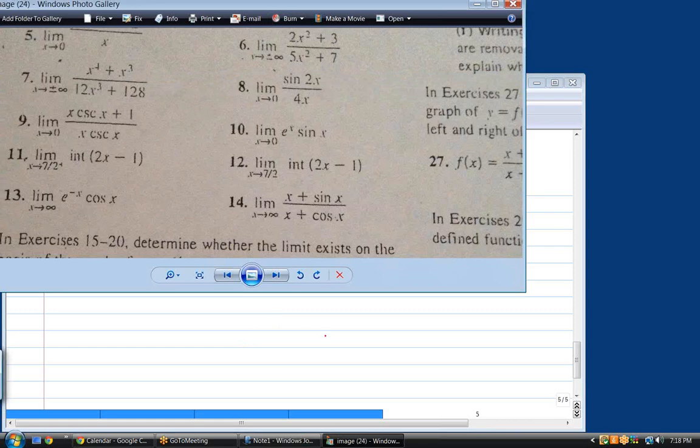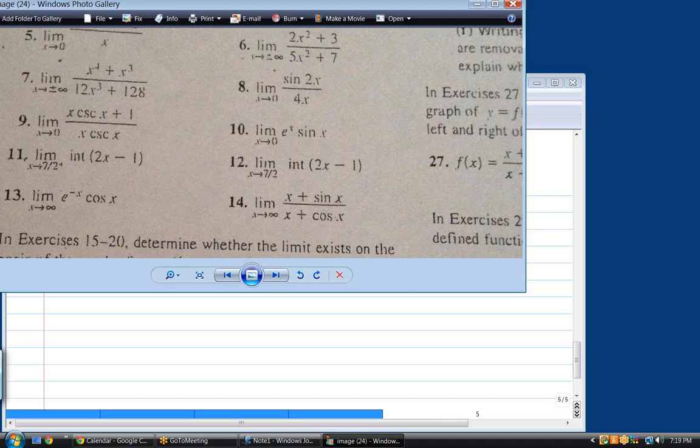About 7. 7 would be 1/12. What's the highest degree in the numerator? The highest degree is the x to the fourth. That's the only thing you care about. You don't care about the x to the third. It says the answer is 1/12. It's not 1/12. The numerator blows up and the denominator does not. The numerator is greater than the denominator. So this goes to infinity.